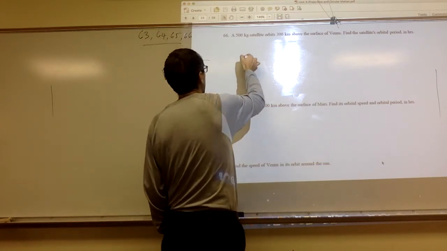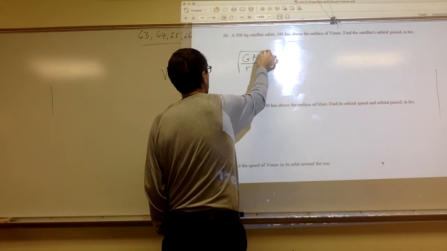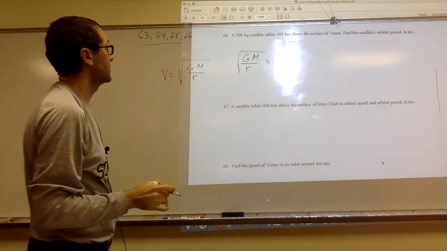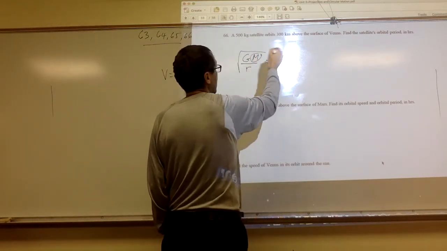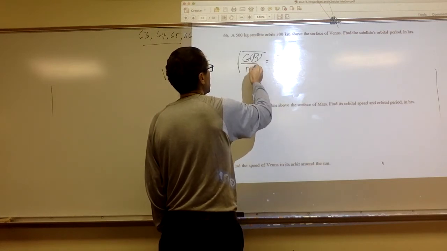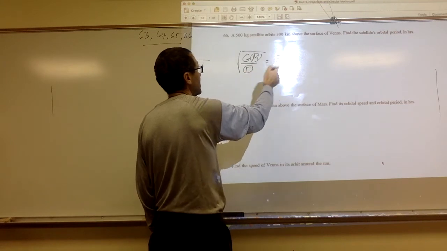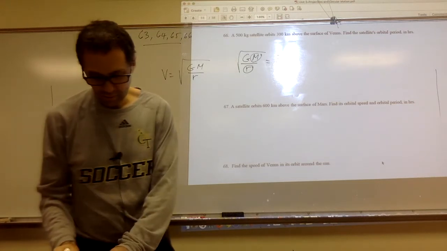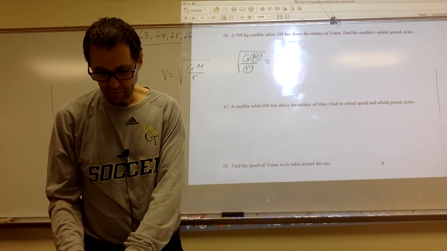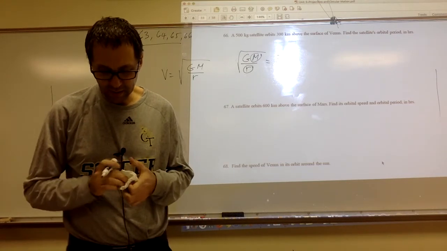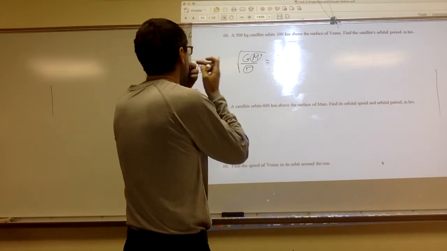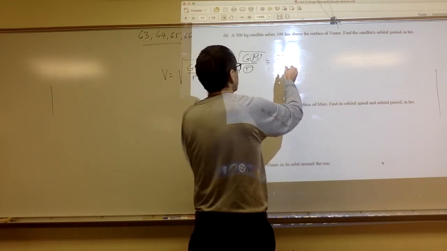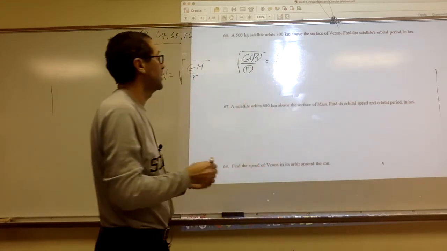So I'm going to say, you know what? Big G m over r as a square root equals 2 pi r over t. In other words, I just wrote the speed two different ways. This is the mass of Venus, which we can get from the data table. This is how far this satellite is from the center of Venus, so which means it's going to be 300,000 meters plus the radius of Venus, which I think is given to you. That's 6 times 10 to the 6th, okay? And this r here is given. And I think we can find the period in seconds and change it to hours.